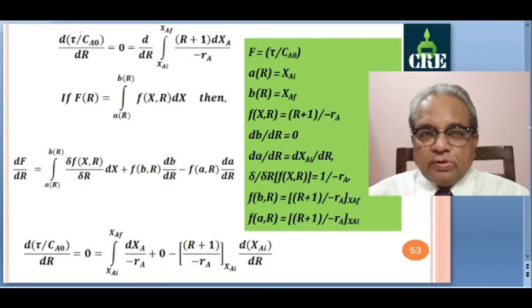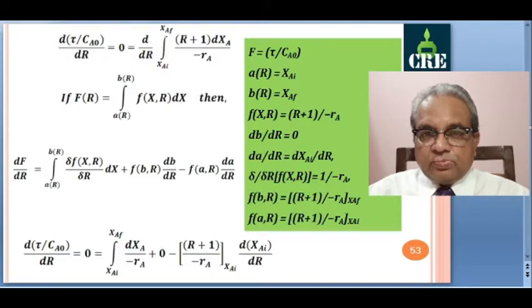So we want to take the derivative of this integral from XAI to XAF of R plus 1 by minus Ra dxa. And that is the differential of tau by Ca0 or V by Fa0, same thing. So we are minimizing tau or minimizing V. So this integral we want to differentiate.